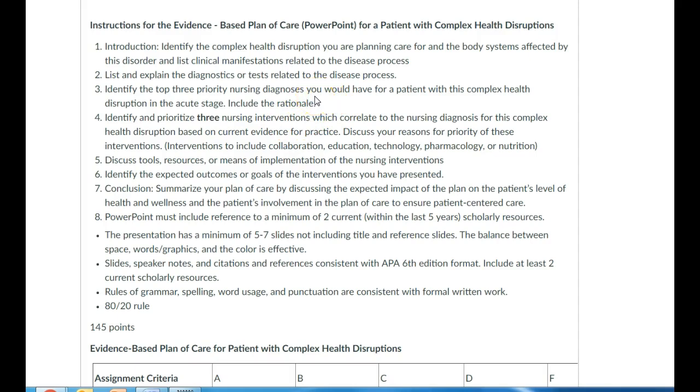So you're going to list your nursing diagnosis and why you think these are the top 3. There's usually many more than 3 when we're caring for a patient, but we're asking you to give the top 3. And again, when you're doing that, consider ABCs, airway, breathing, circulation, although that may not always be the most important, or you might want to add one related to psychosocial. The next slide, you're going to identify and prioritize 3 nursing interventions which correlate to the nursing process. And again, discuss your reasons or rationale for these interventions. And in the interventions, it's a little bit more elaborate.